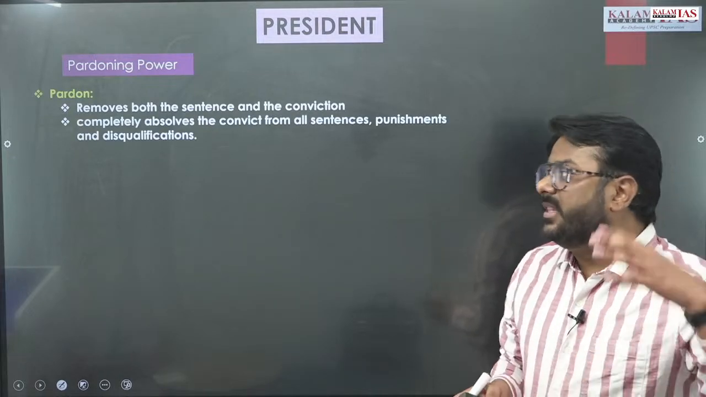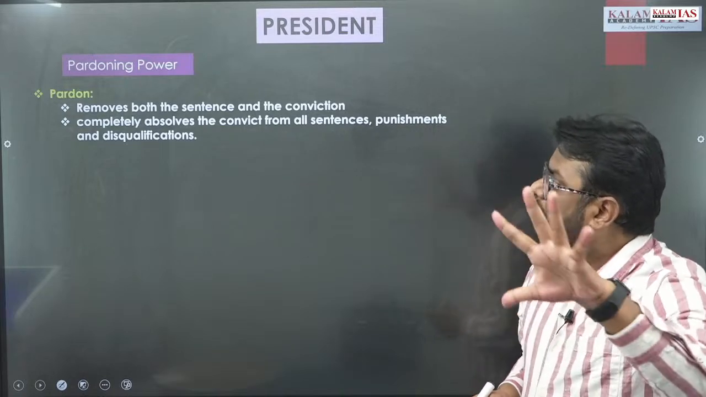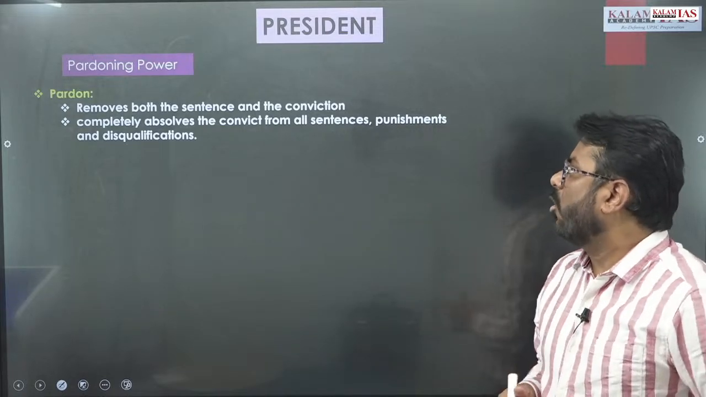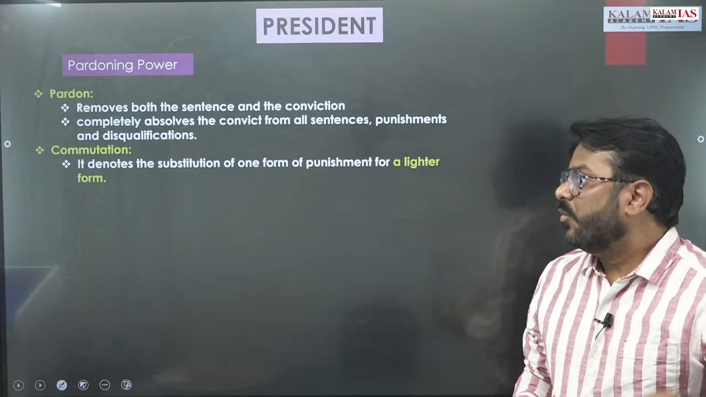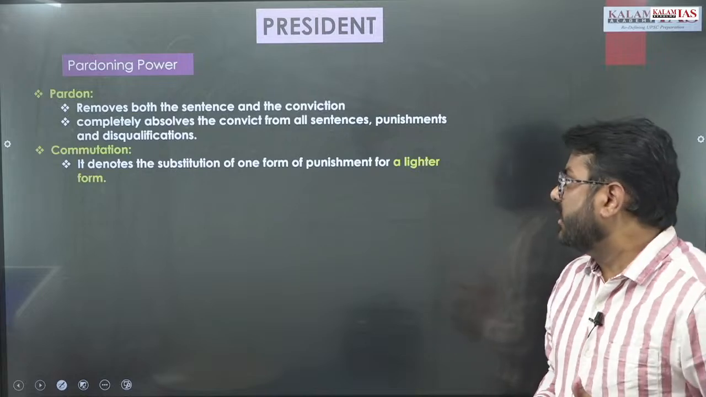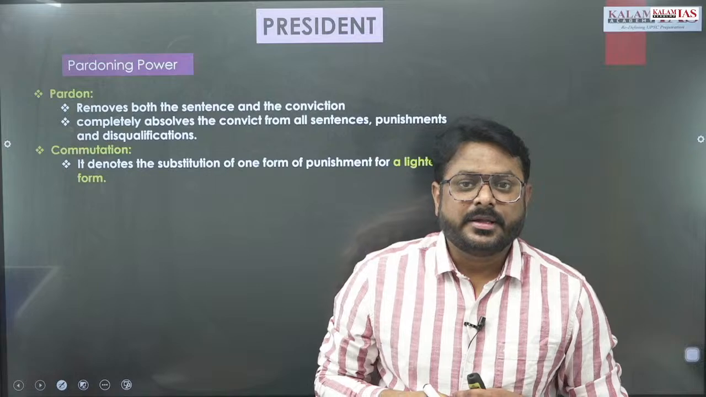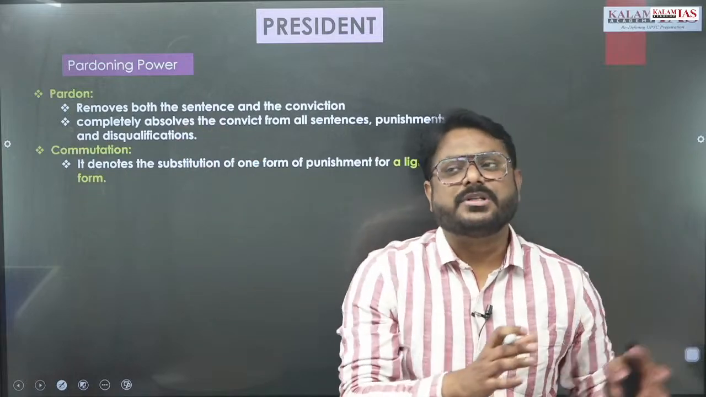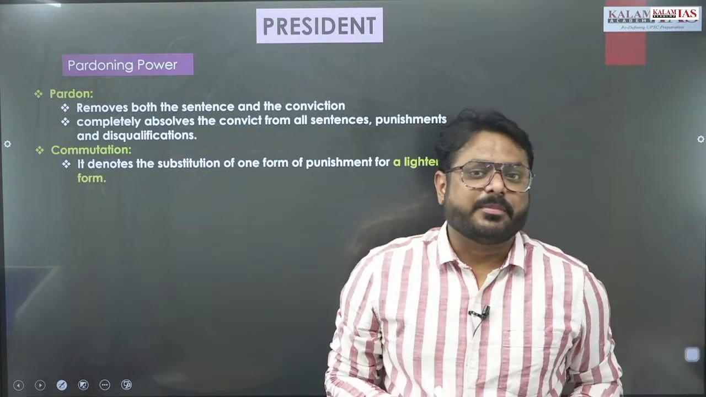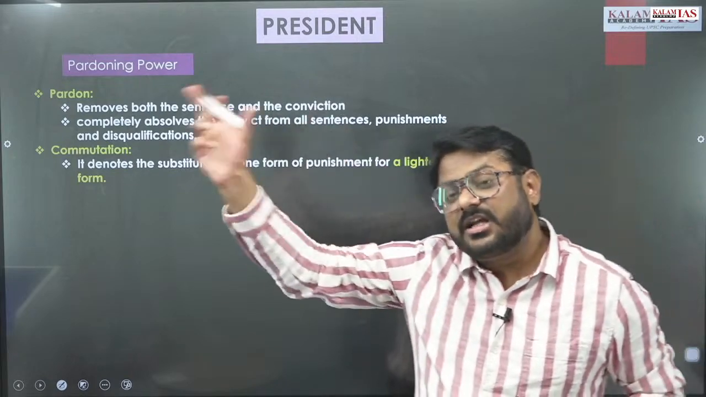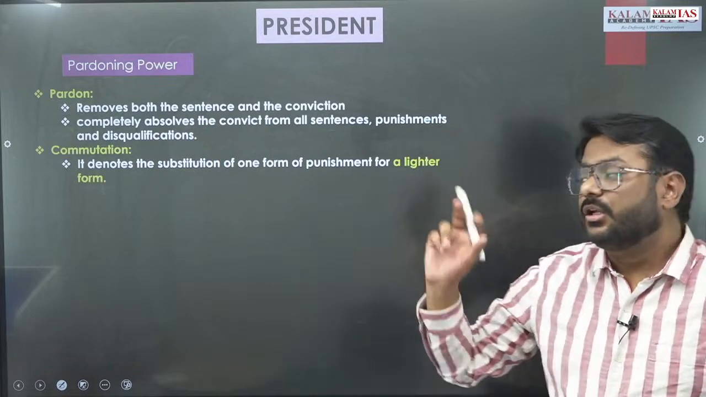So the person will be completely absolved. The pardon will completely absolve the convict from all sentences, punishments and disqualifications, right? Whereas commutation is changing the form of the punishment, from one form to another. For example, changing a death sentence into what? Life imprisonment, right? So a very harsh form is converted into a lighter form. So that is commutation.